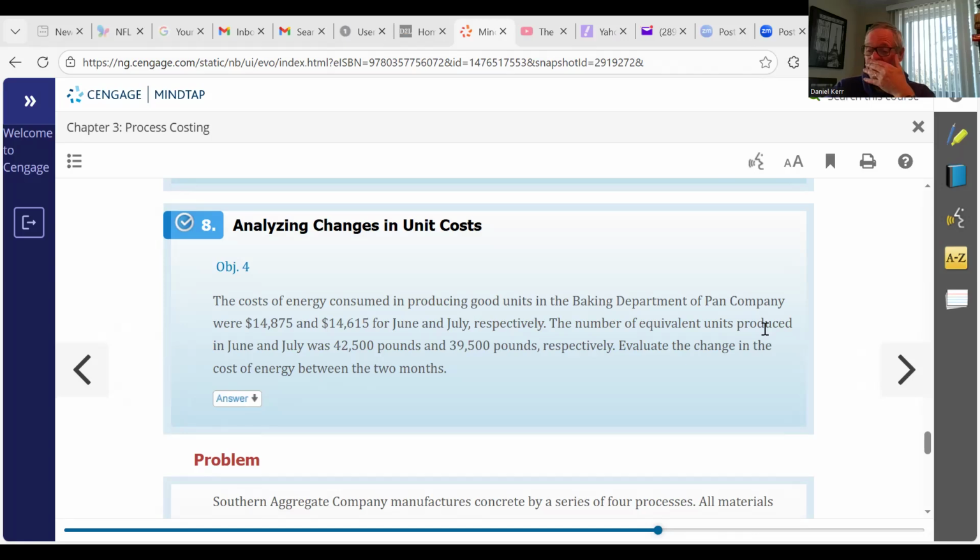So this is not a complex calculation. Just take the cost for June, divide by the equivalent units, take the cost for July, divide by the equivalent units, come up with a unit cost for energy per equivalent unit, and then ask yourself, is it going up or is it going down? So pause the tape here and go ahead and do that, and then come on back. This should take you about 5 minutes. Get the energy cost per equivalent unit for June and July, and then come back, and I'll walk you through the answer.